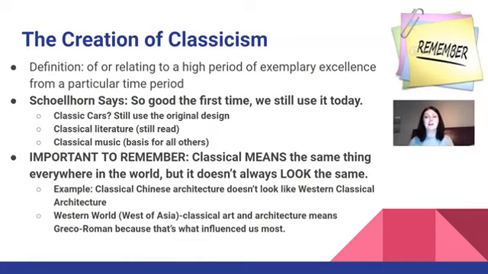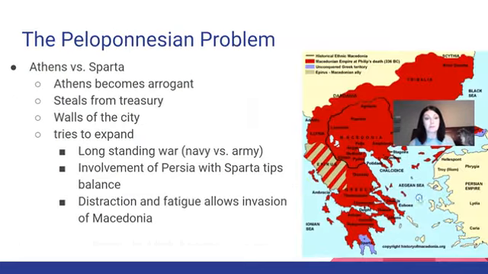So like, for example, if we talk about classic cars like Mustangs, Corvettes, Camaros, we still have them. They still make them. Now, have they been modified a little bit? Just like democracy now includes women? Yes. But is it still the same idea and same body style? Yes. All right. But here's the important thing. Classical means the same thing everywhere, but it does not look the same. Classical architecture in India or China does not look like classical architecture in Greece or Rome or the Western world.